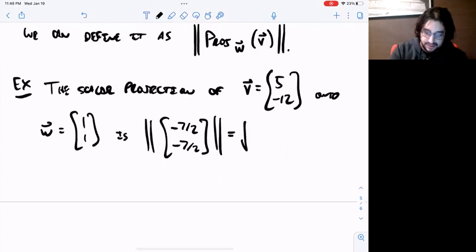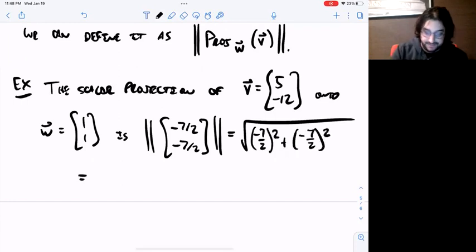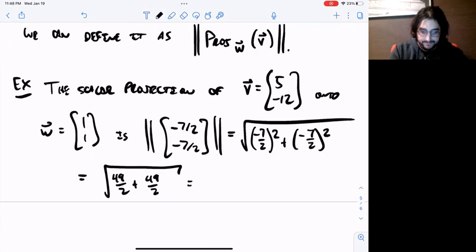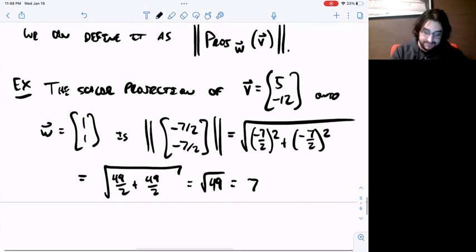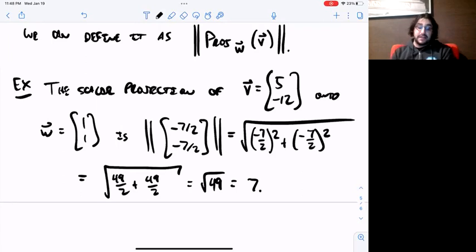So what is this? It's -7 halves squared plus -7 halves squared. Take the square root of that. And what does that become? Well, it's going to be 49 halves plus 49 halves, which is going to be the square root of 49, right? Half of 49 plus half of 49 is a whole 49, which is 7. There we go. So in this case, the scalar projection of that first vector onto the second is just 7, right?